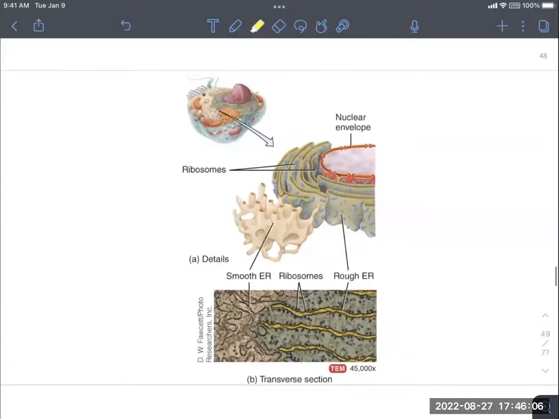So here is our rough endoplasmic reticulum. All these little blue dots on here are ribosomes that are making proteins. Our smooth endoplasmic reticulum is connected to that rough endoplasmic reticulum.